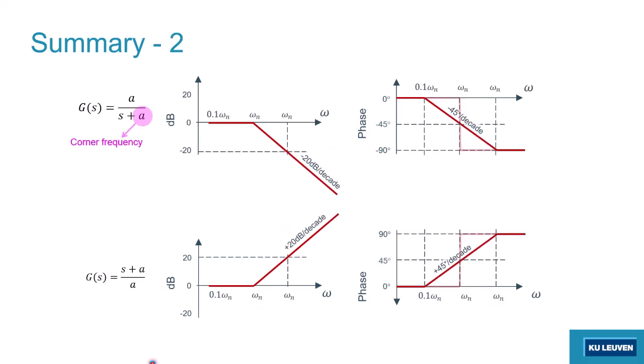The second page of this summary is for the first order system and also for its inverse. 0 dB at low frequency, negative 20 dB per decade at high frequency for the ordinary first order system, and the phase plot, as you can see in the next column here. Accordingly, the last line here is for the inverse of the first order system. As you can see, the magnitude plot as well as the phase plot is just the original first order system mirrored at the horizontal axis, right?